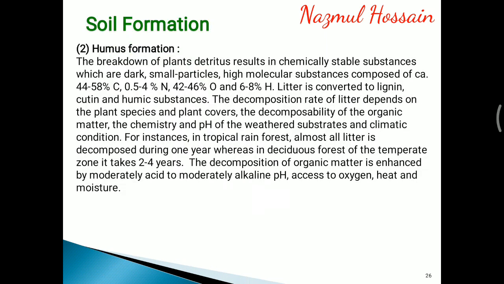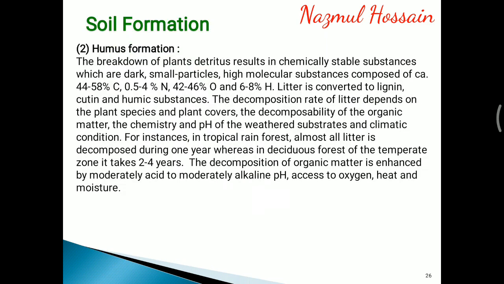The decomposition rate of litter depends on the plant species and plant covers, the decomposability of the organic matter, the chemistry and pH of the weathered substances, and climatic condition. For instance, in tropical rainforest, almost all litter is decomposed during 1 year, whereas in deciduous forest of the temperate zone it takes 2 to 4 years. The decomposition of organic matter is enhanced by moderately acid to moderately alkaline pH, access to oxygen, and heat and moisture.